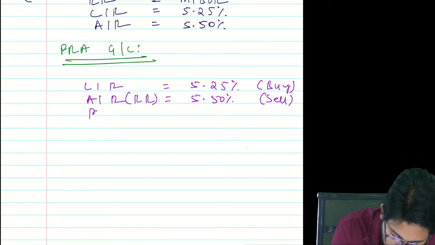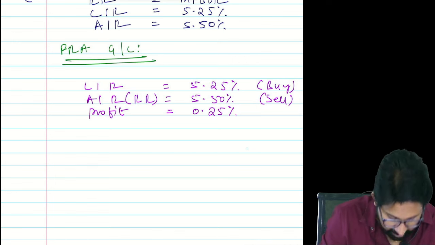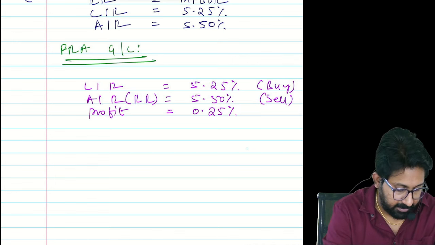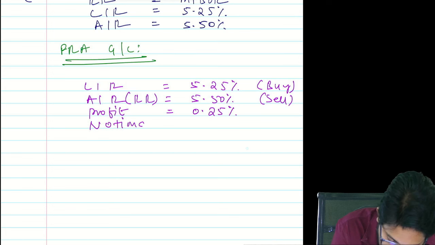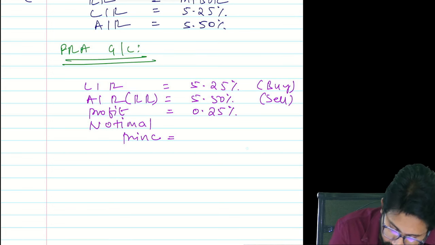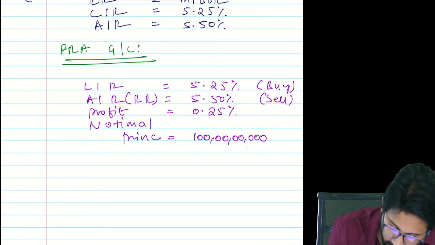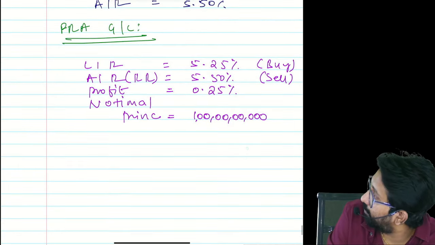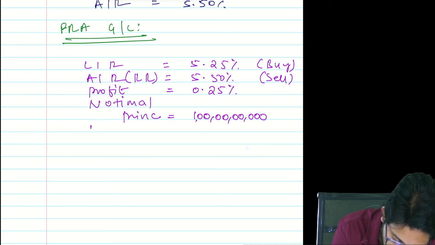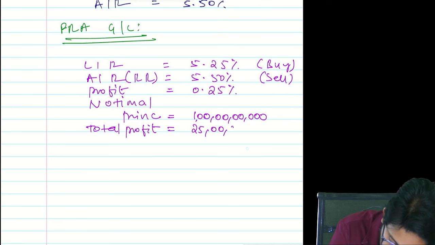5.5%. What is the profit rate? 0.25% is the answer. Notional principal: 100 crore. Total profit: 100 crore into 0.25%, how much did you say? 25 lakhs.